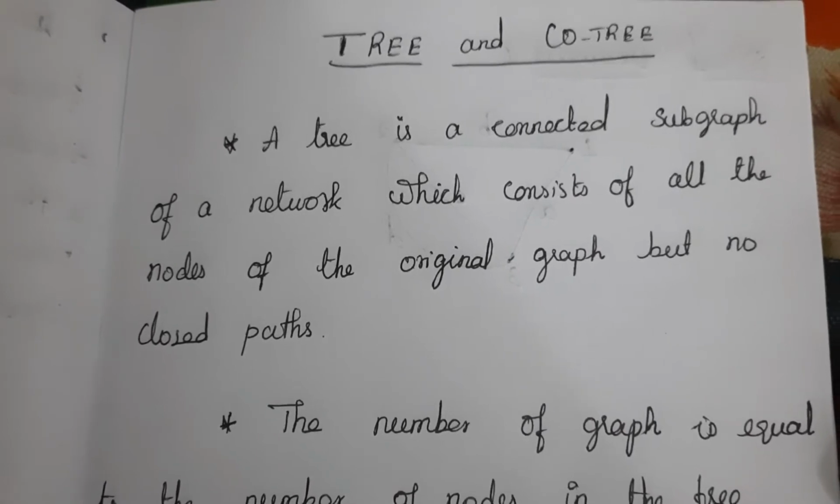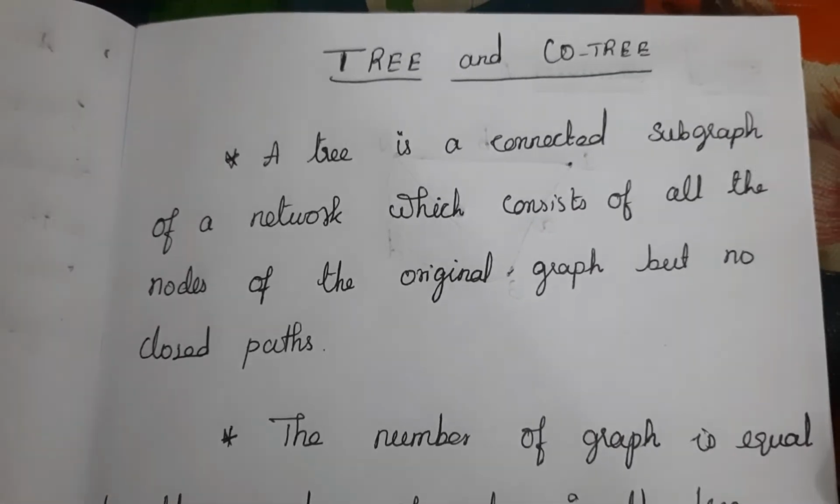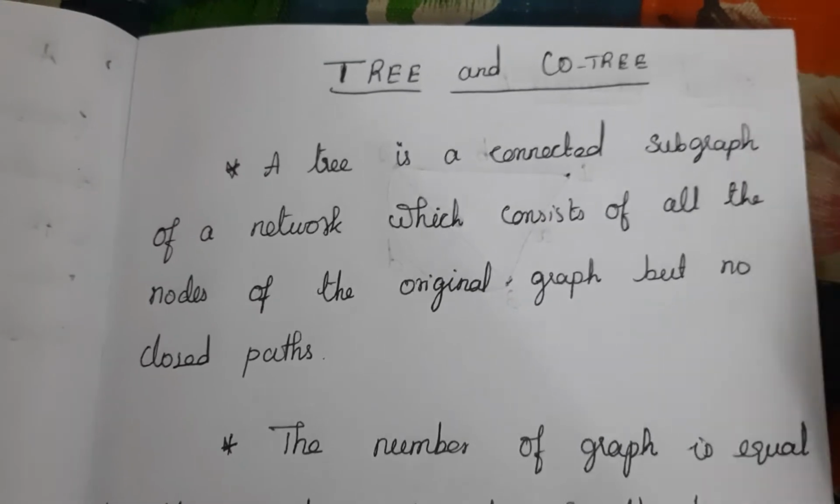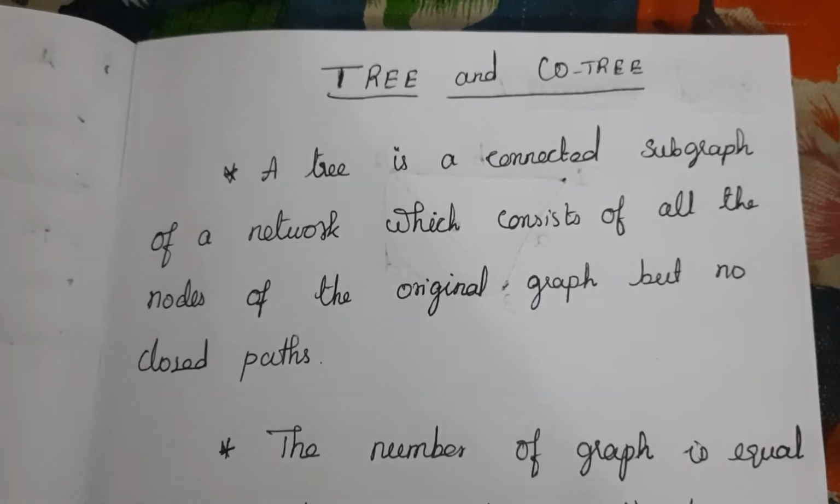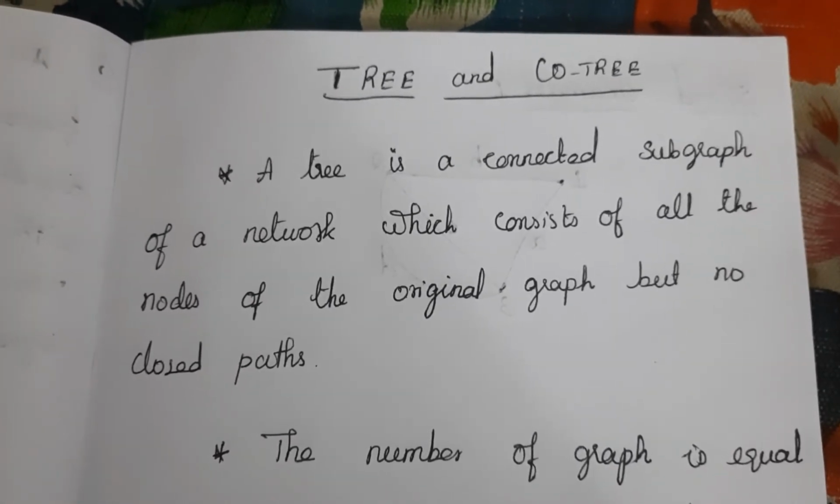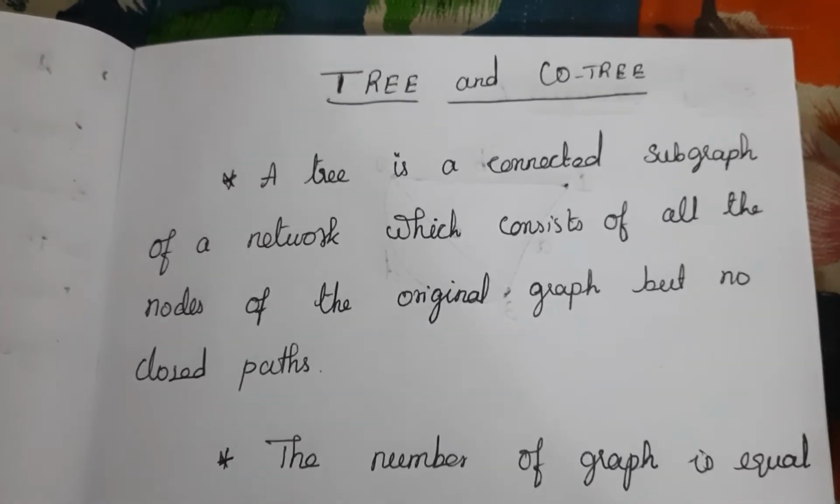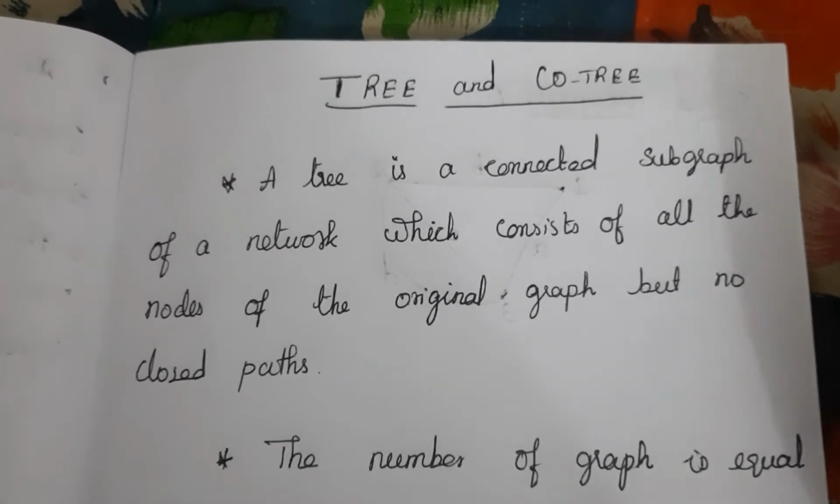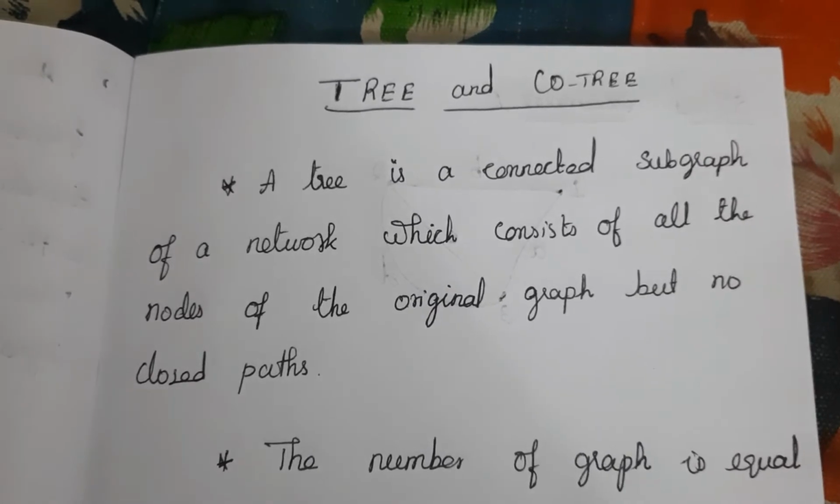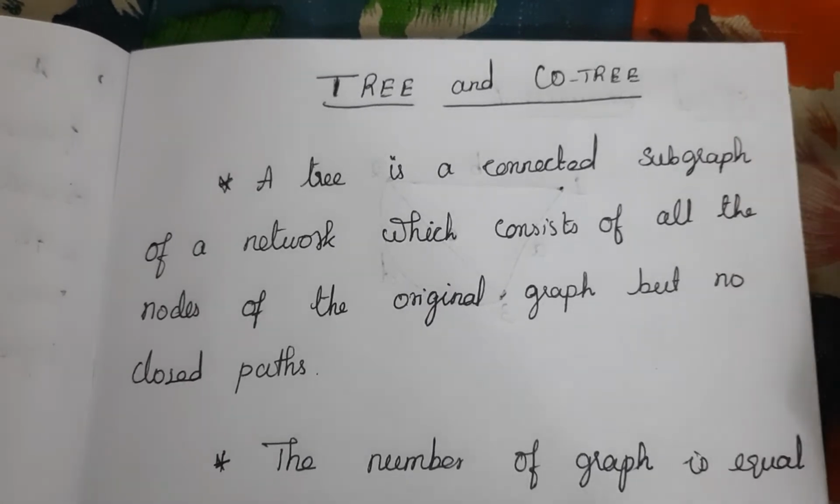In this video, we are going to see about tree and co-tree. A tree is nothing but a subgraph of the network, and any network can be represented using graphs. This tree is a subgraph of the network, and there is no closed path. That is the main thing. In a tree, there is no closed path, but it includes all the nodes available in the graph. So this is the definition of a tree.